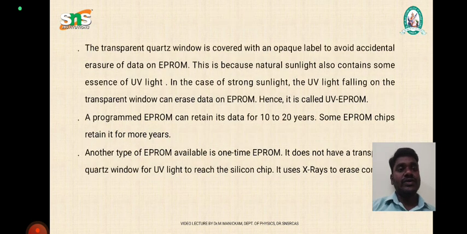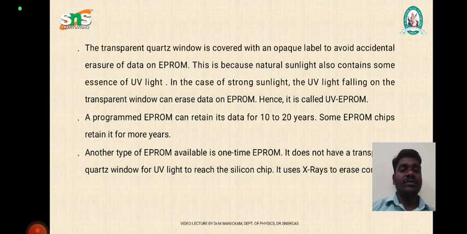The transparent quartz window is covered with an opaque label to avoid accidental erasure of data on EPROM. This is because natural sunlight also contains some UV light. That's why there is an opaque layer. In the case of strong sunlight, the UV light falling on the transparent window can erase data on EPROM. Hence, it is called UV EPROM. A programmed EPROM can retain its data for 10 to 20 years. Some EPROM chips retain it for more years.